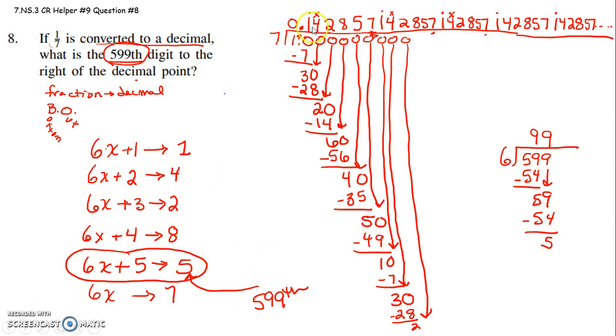I hope that helped. At least you know how to divide out and get your repeating factor. This is the kicker, that 599. I hope I'm right. I think I'm right.